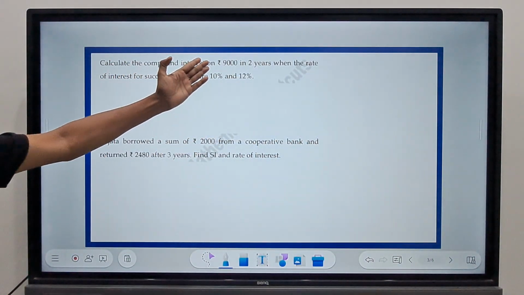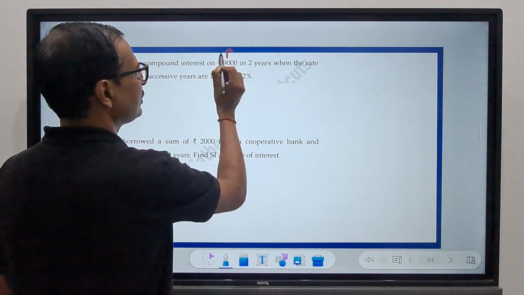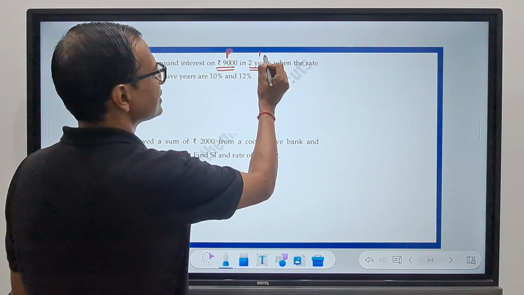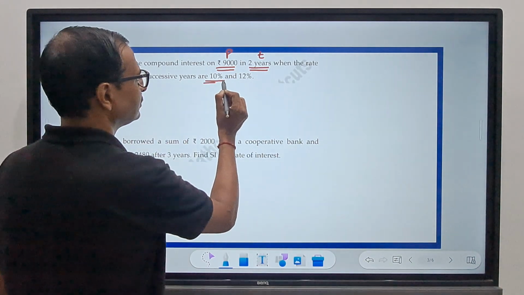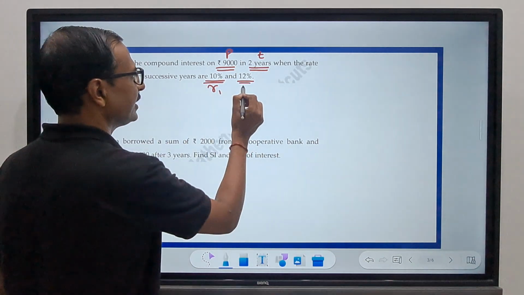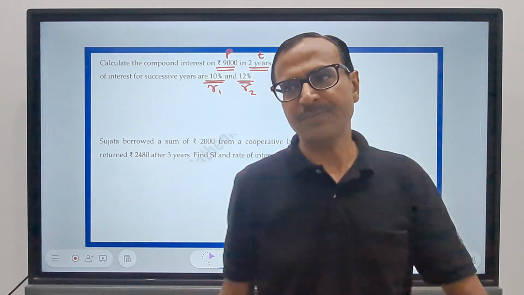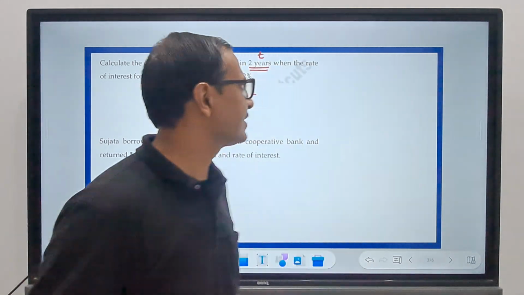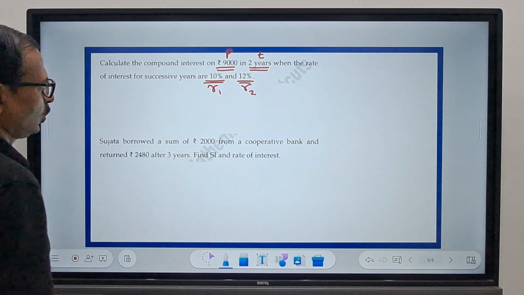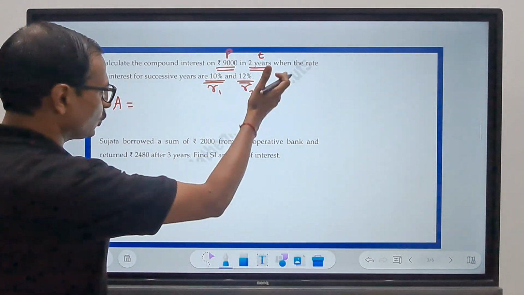Calculate the compound interest on rupees 9,000. So this is P, that is the principal amount. 2 years, this is the time, and the rates of interest for successive years are 10 and 12. So this is R1 and this is R2. So we are given two different rates of interest for 2 years and we have to find the compound interest, right? So to find the compound interest, I will first calculate the amount which I get after 2 years.